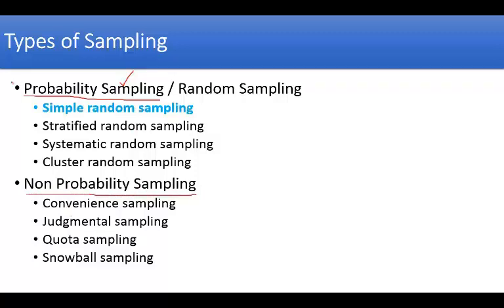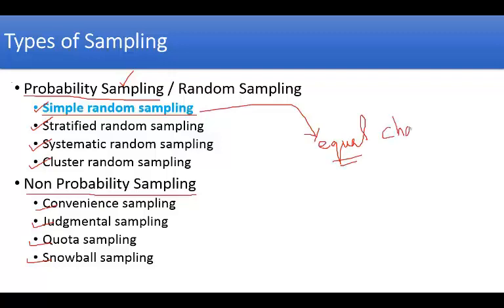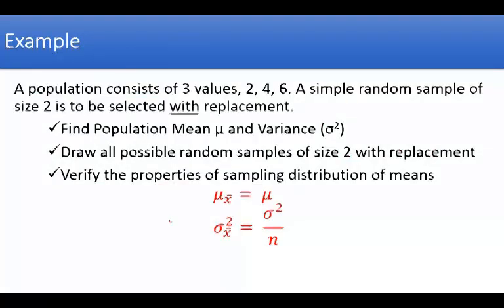If it is probability sampling, there are different types: simple random sampling, stratified, systematic, and cluster. For non-probability, there are convenience sampling, judgmental sampling, quota sampling, and snowball sampling. And simple random sampling is what I have discussed already, where each and every unit of the population has an equal chance of being selected in the sample. This is what we are going to do now.